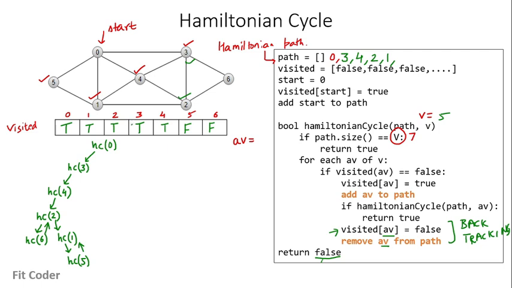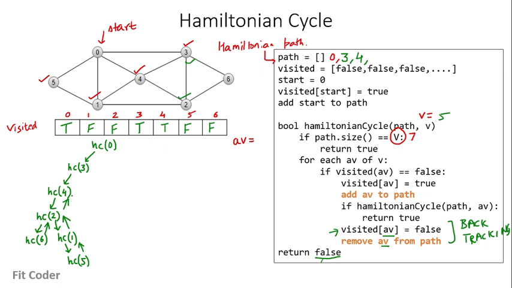But all of these are visited. So this also returns false. When HC1 returns false, we mark visited 1 as false and we remove 1 from the path as well. We again come back to this HC2 function. So now we have explored all of the adjacent vertices for 2. So this HC2 will also return false. So we'll mark visited 2 as false and we remove 2 from the path as well.